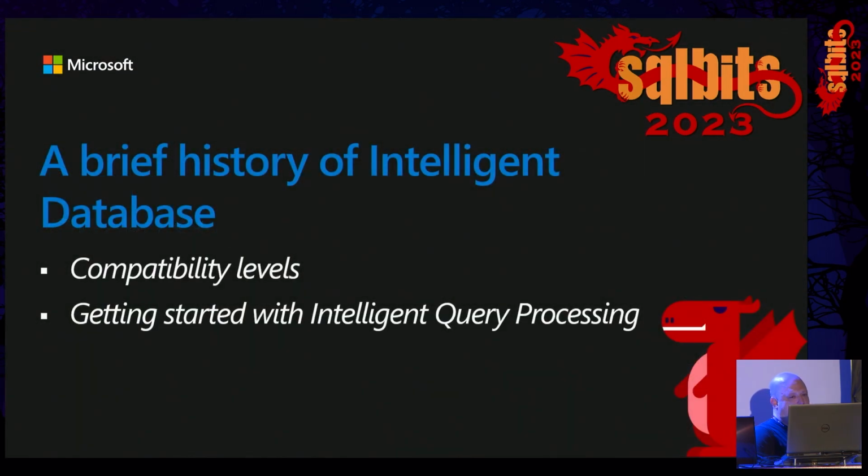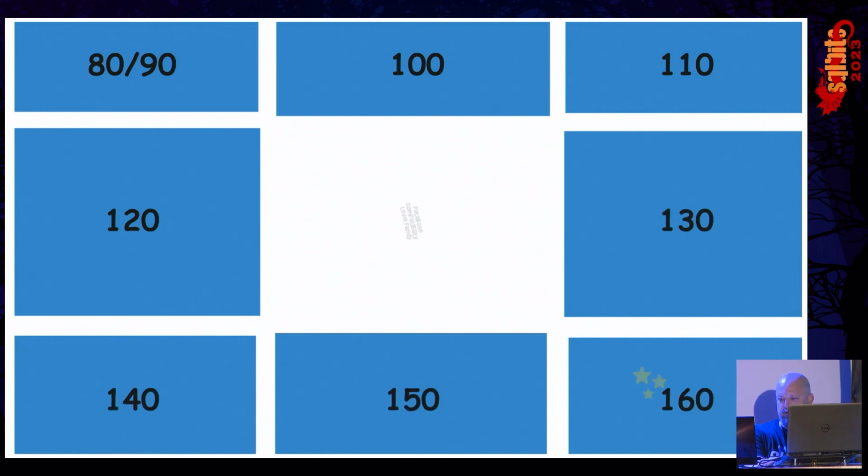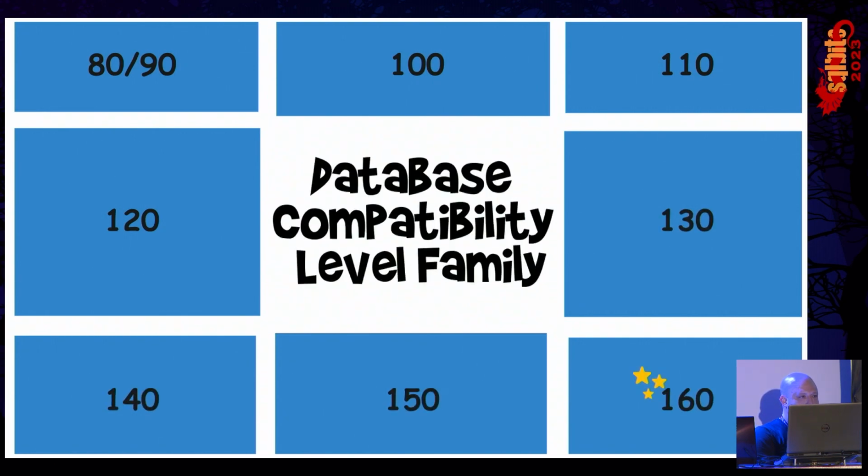All right, so let's talk about a history of intelligent database, and this was really important for me to fit in here. I'm going to show my age with this next slide. I told you there's 2 families, right? So there is a family of database compatibility levels, and the reason why I made a point to bring this up is, guess what the most popular database compatibility level is? Guess what? Across all versions of SQL.